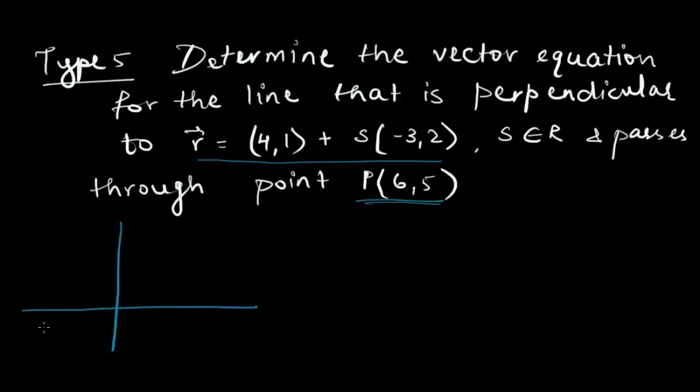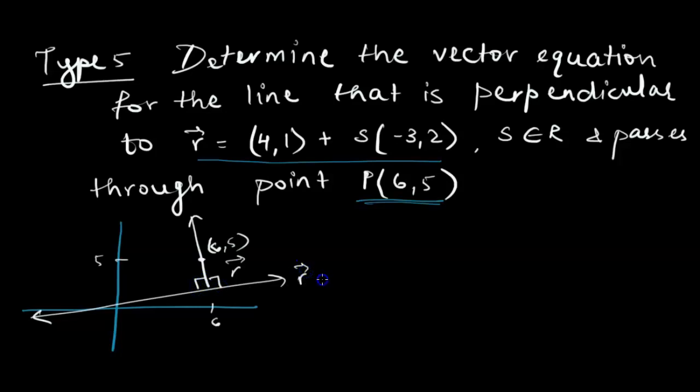So we are given this vector equation. Let's say this is the vector equation of the line, or let's say this is line R. We need to find out another line that is perpendicular to this line passing through point 6,5. So let's say 6 is here, 5 is here, and this is the point. We have to find out what is the line equation for the line passing through this point 6,5 and is perpendicular to the given equation. The given equation for the line is r equal to 4, 1 plus s -3, 2. So we are finding the equation for this line.